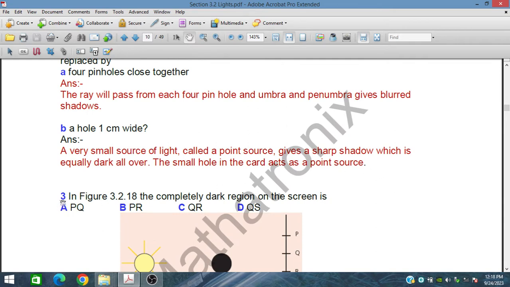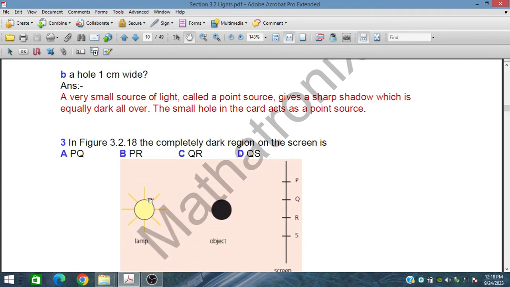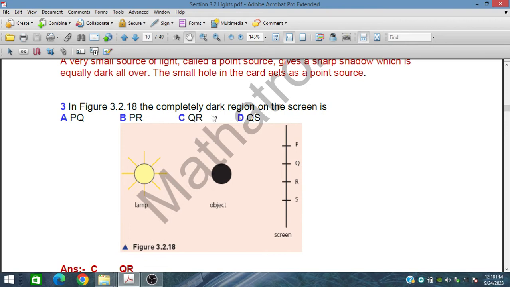In question number 3, in figure 3.2, the completely dark region on the screen is which one? The completely dark region of the screen will be QR.